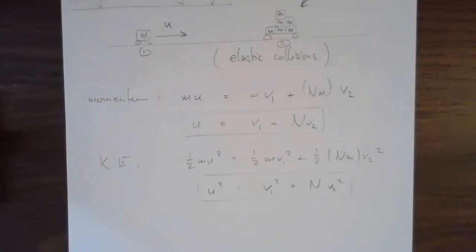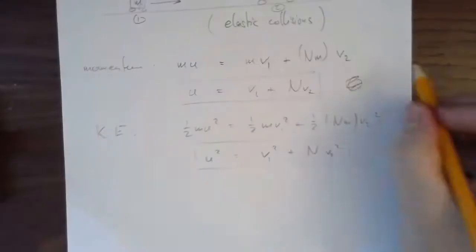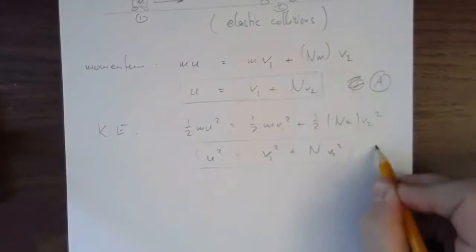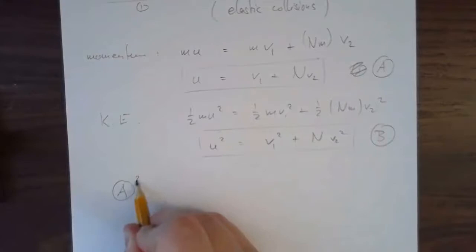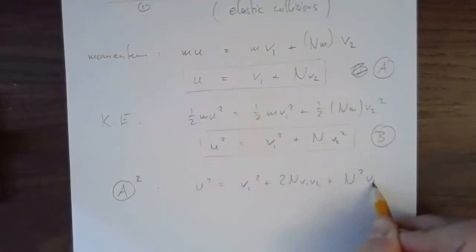Now here's how I'm going to do this, and again there are different ways to algebraically approach this. Let me call this equation A and this equation B. Now I'm just going to take equation A and square it. So I get u squared is v1 squared plus 2n v1 v2 plus n squared v2 squared. I just square this side equals square of this side.